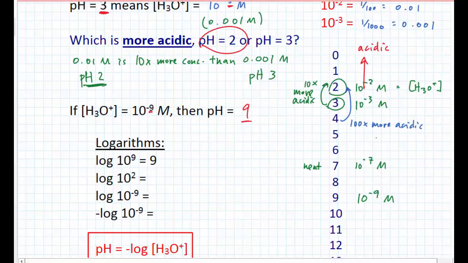Okay, so this is a logarithmic scale, where a change of 1 unit on the pH scale means a 10-fold, a 10 times change in the actual real world concentration. So 10, 100, 1,000, 10,000, we're going by powers of 10 every pH unit we're changing.